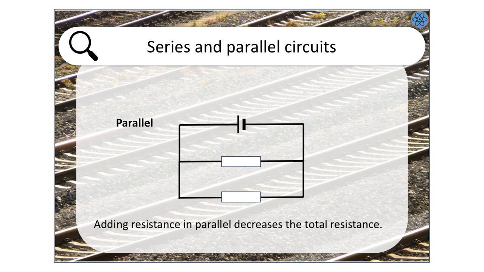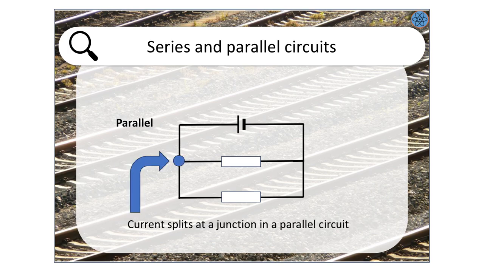In a parallel circuit, when we add resistors, the total resistance goes down. You don't need to know any equations, just the fact that the number gets less. Current behaves differently in a parallel circuit, and it splits at a junction. So a junction is where there's a different path for the charge or the electrons to flow.